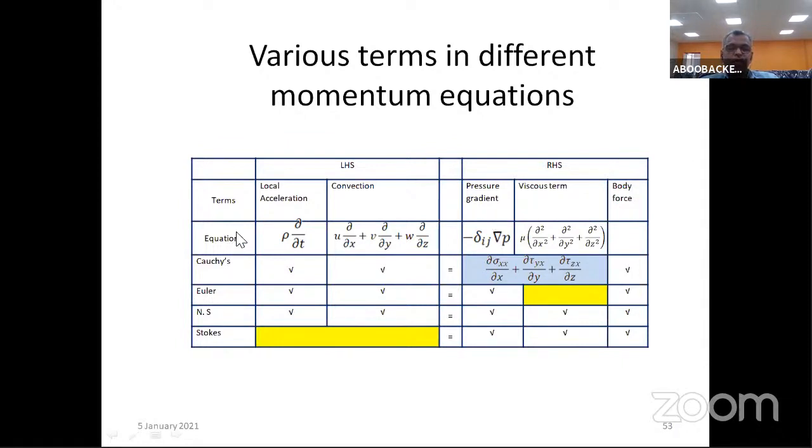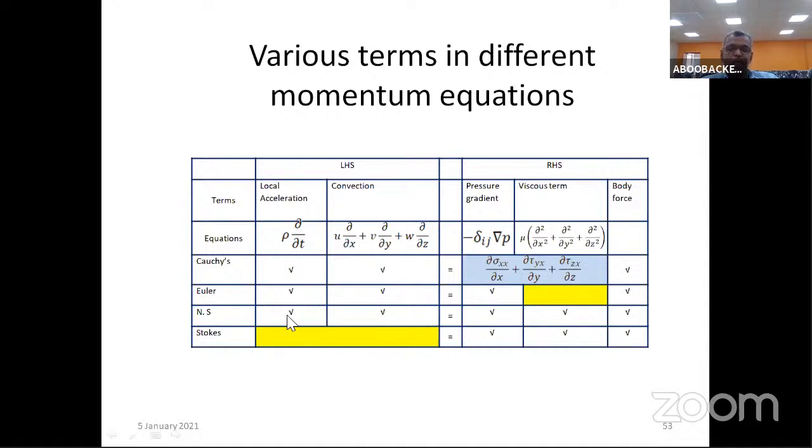So for each equation, rho dou by dou t is the local acceleration term, the convection term is this, delta i is the pressure gradient, etc. So if we have the Cauchy equation, we'll have a local acceleration term, a convection term, and equated to this, which together is stress. Now separation between pressure and normal stresses will be there, and body force also can be there. In the Euler equation, we have local acceleration, convection, and pressure gradient, but the viscous term is not there, because the Euler equation is for inviscid flow, and the body force term also can be there.